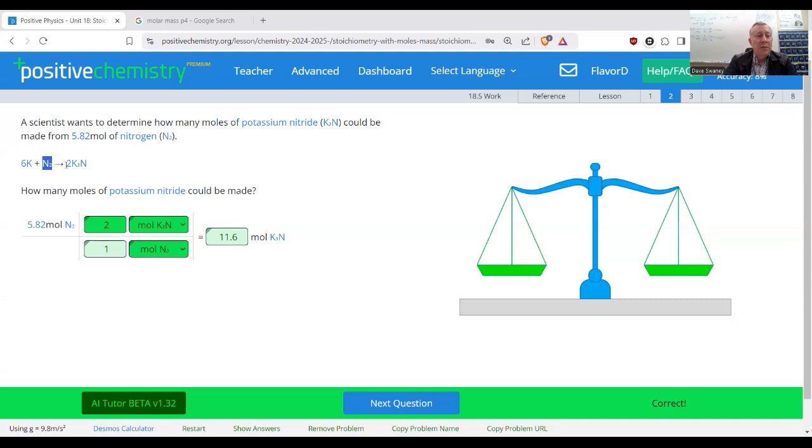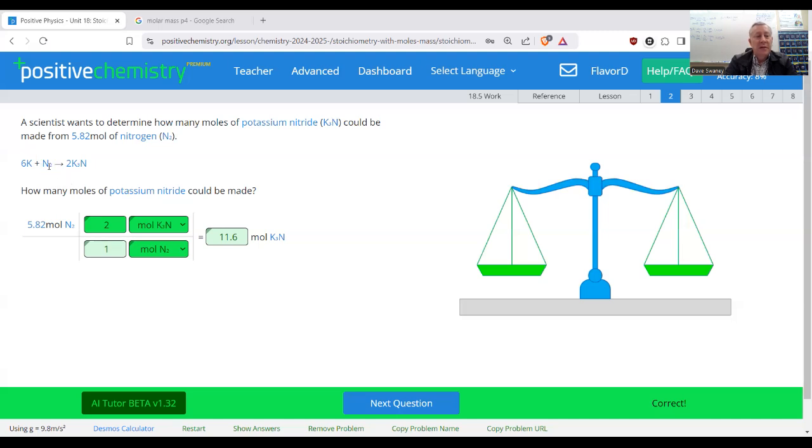If you have 1, you can make 2. If you have 100, you can make 200. If you need 400, you need to use, give it a thought, 200, because the ratio is 2 to 1. Whatever you want to make out of this, you need half as much of that, don't you?